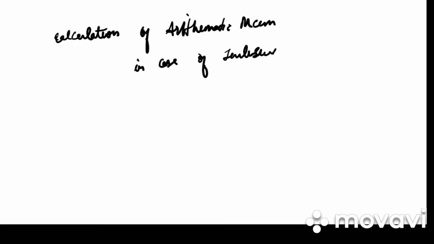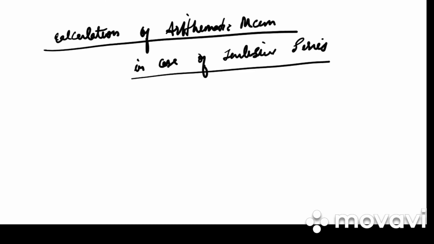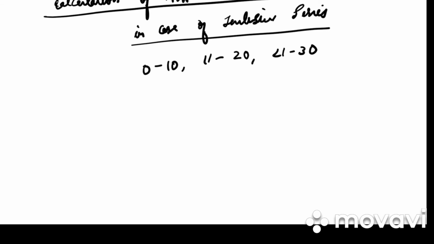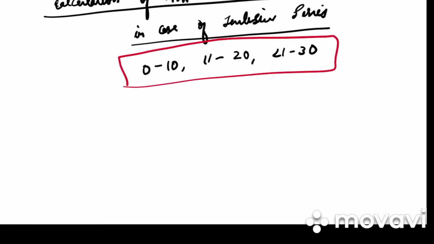Calculation of arithmetic mean in case of inclusive series. So what do we mean by inclusive series? When the upper class interval of the previous class is not the same as the lower class interval of the next class. For example, 0 to 10, 11 to 20, 21 to 30. This will be our inclusive class interval.